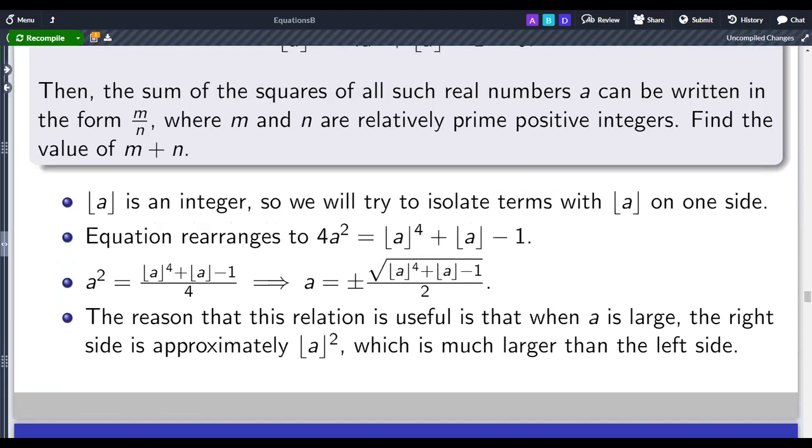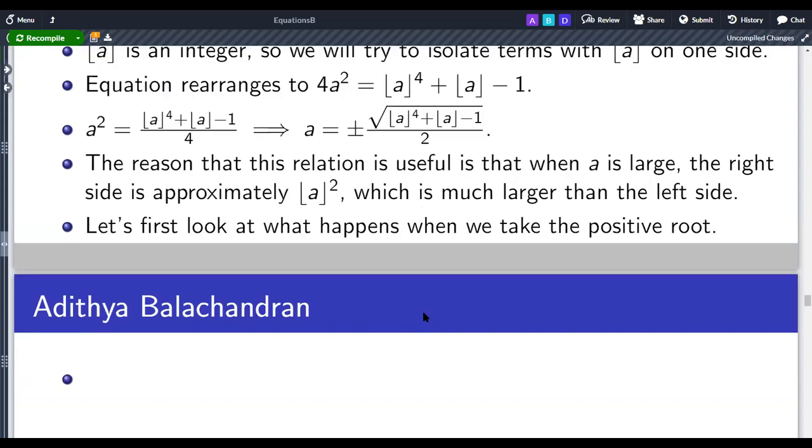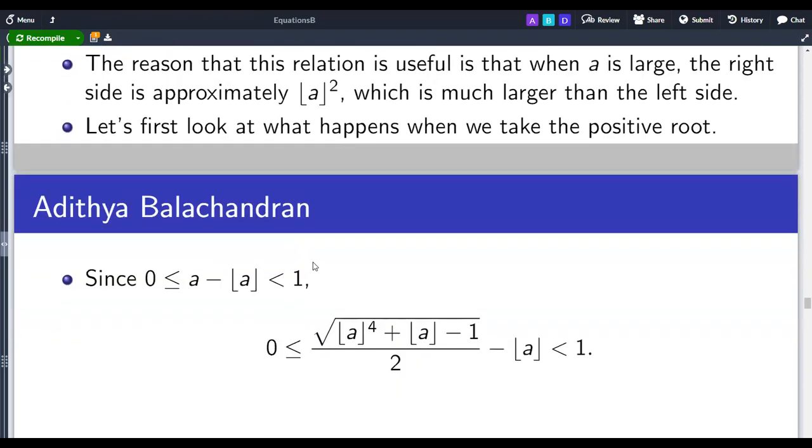First, we're going to look at what happens when we take the positive square root here. On the next slide, what Kevin was saying before was to do the substitution A equals floor of A plus the fractional part of A. You do that substitution because you know the fractional part is between 0 and 1, as we have here, so we can do bounding. If we take our expression for A and subtract floor of A, that has to be between 0 and 1.